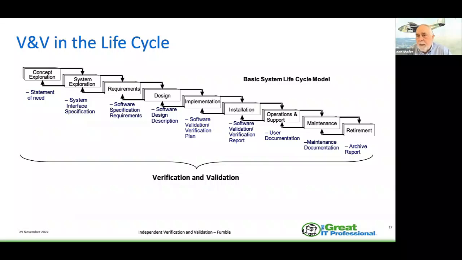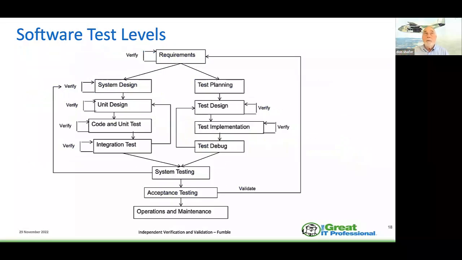And finally, I've got retirement. And hopefully I've retired the system and I've got everything archived and ready so I can learn from my successes and mistakes within that project. So V&V can occur anywhere and everywhere throughout the life cycle. You decide where you think is going to be best for you.